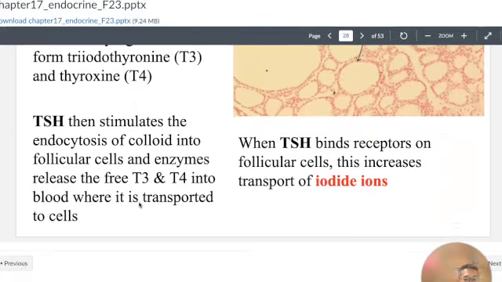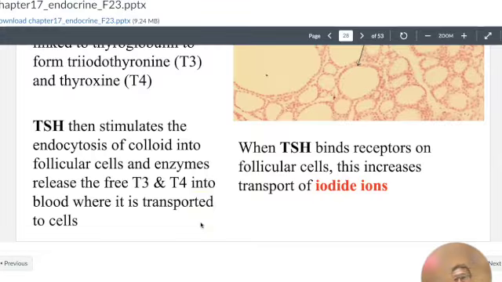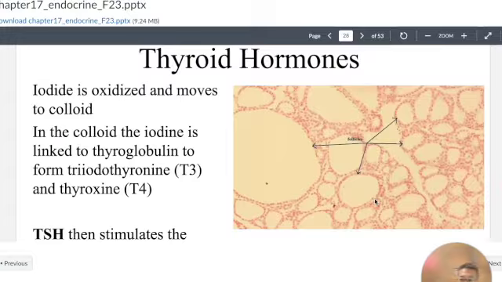Then TSH, thyroid stimulating hormone, stimulates the endocytosis of colloid into the follicular cells, and an enzyme releases the free T3 and T4. So at first it makes T3 and T4, then it is endocytosed, absorbed again, and released as free T3 and T4 into the blood where it needs to go. When TSH binds to the receptor on the follicle cell, this increases transport of iodine ions. All right, got it?